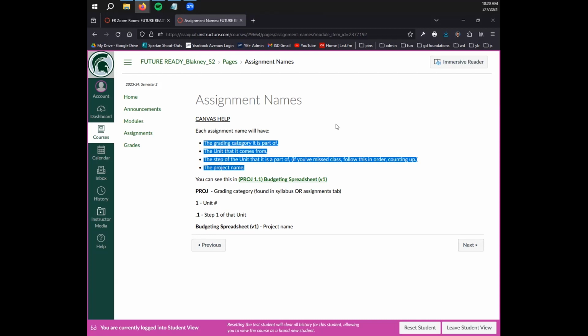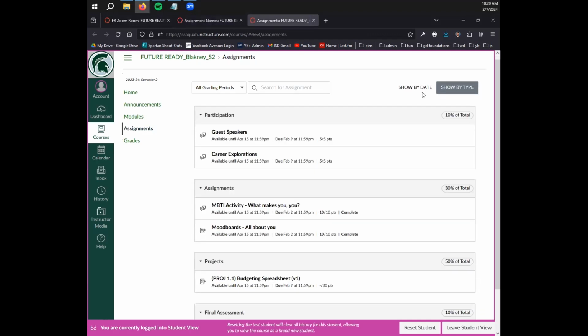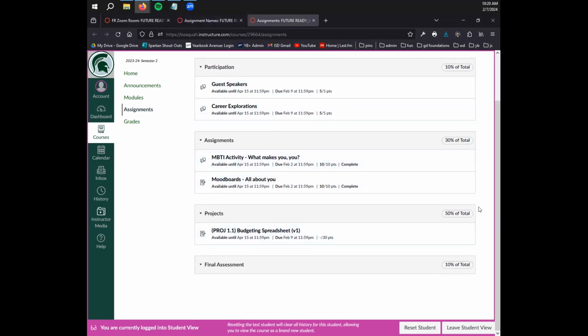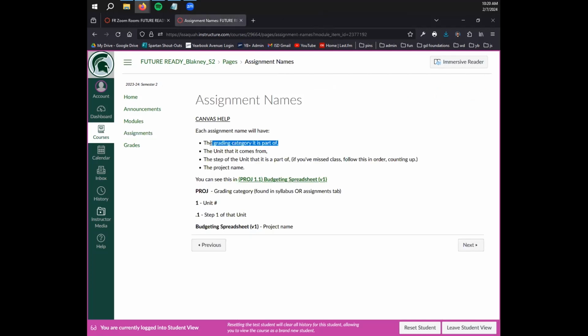Good morning. So it's always going to start with the grading category that the assignment is part of. You can find these 4 grading categories by going to assignments and then show by type. So this project is worth half of your grade currently. It's not something you want to sleep on at the moment. Or you can refer back to the syllabus and see how the grades break down for this course. So that's the grading category portion.